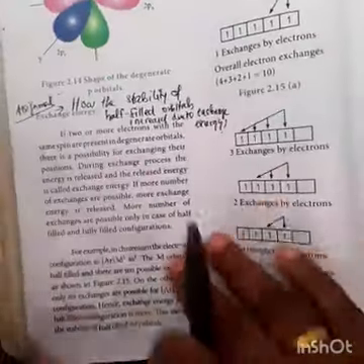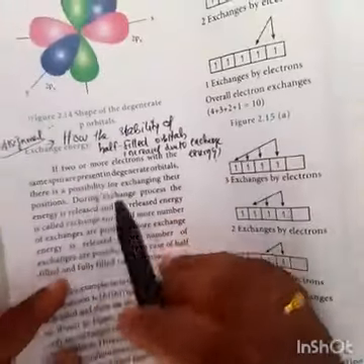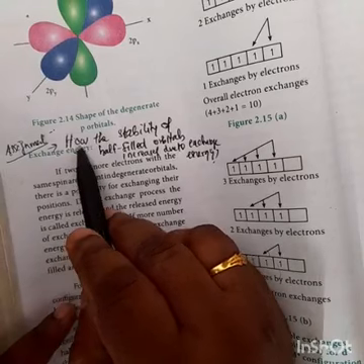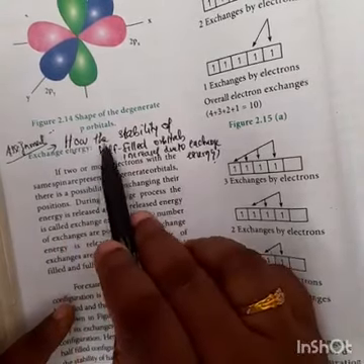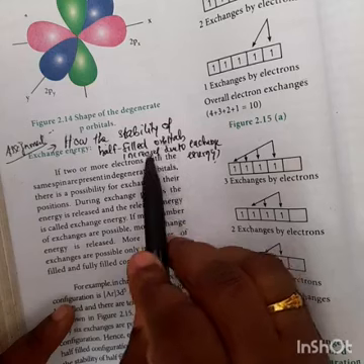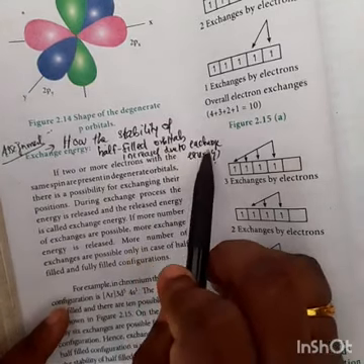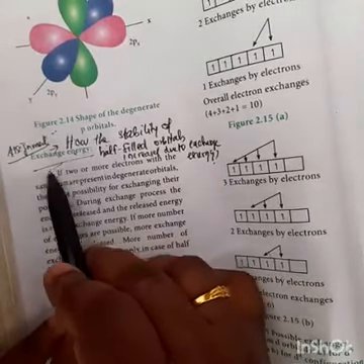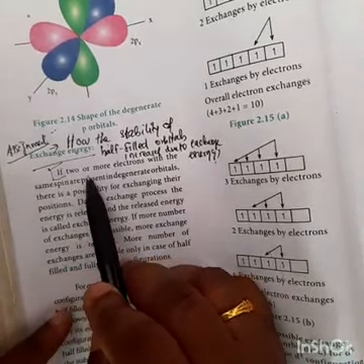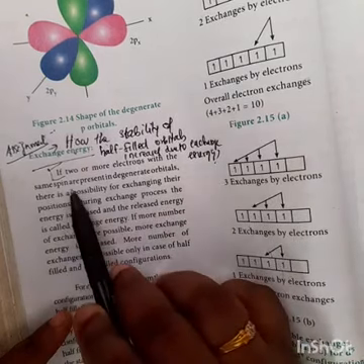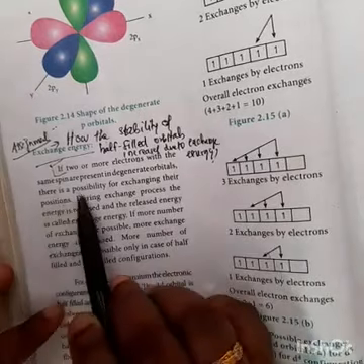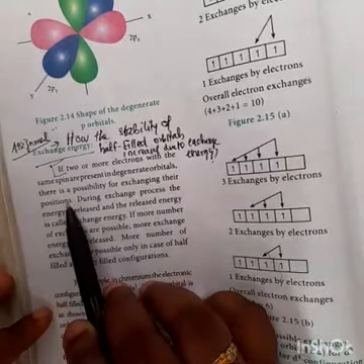Students, take page number 56. Today's homework: how the stability of half-filled orbitals increases due to exchange energy. From exchange energy, have to mark now. If 2 or more electrons with the same spin are present in degenerate orbitals, there is a possibility for exchanging their positions. Okay, listen here, this is the half-filled orbitals.